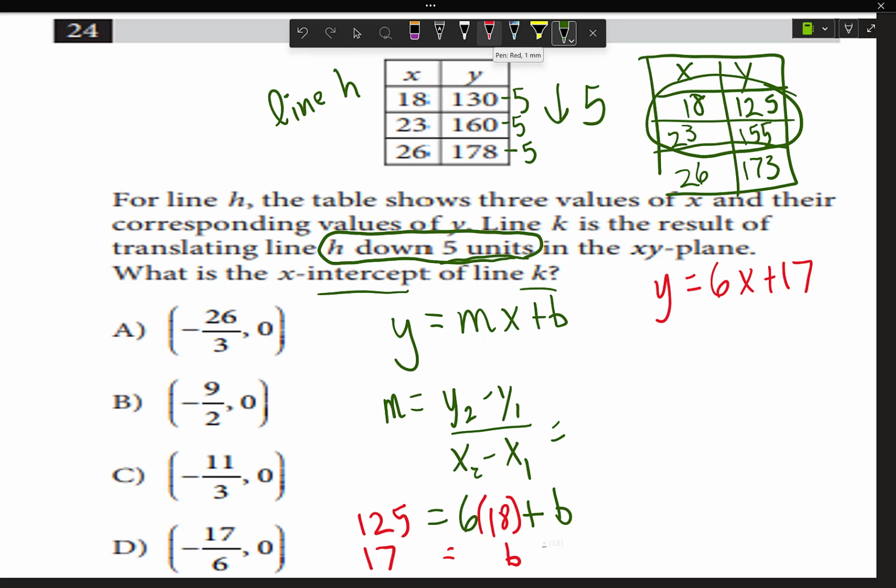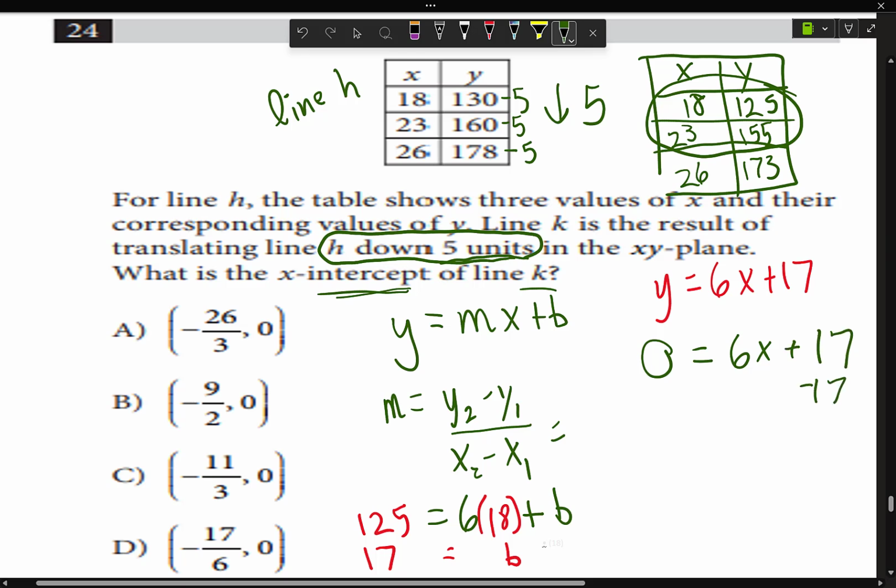So they want us to find the x-intercept. So the x-intercept is where the line crosses the x-axis. And where a line crosses the x-axis, the y-coordinate is always 0. So we're simply going to solve this for x. You can probably already see what the answer is going to be. Negative 17 over 6.